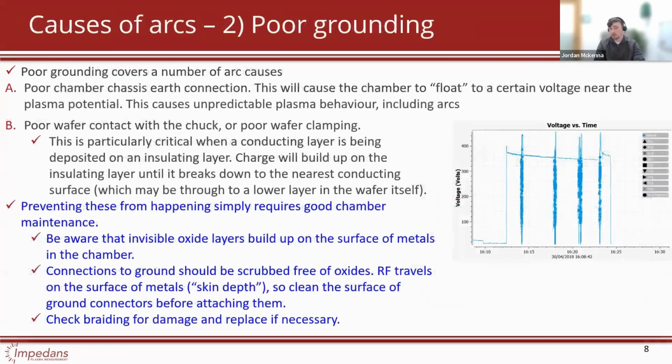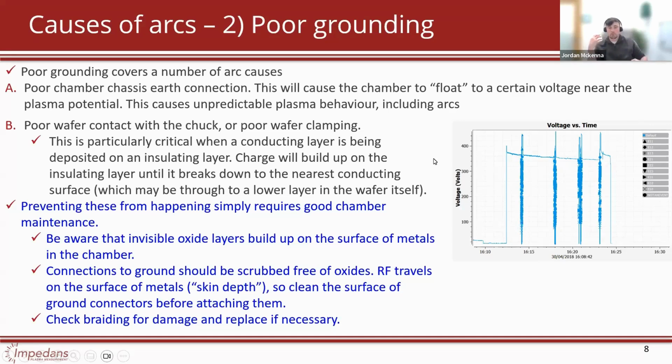A second common cause is poor grounding. A poor chamber chassis to earth connection will cause the chamber to float to a certain voltage near the plasma potential, and this can cause unpredictable plasma behavior, including arcs. If we look at our diagram here, we can see we have a little bit of stability and then lots and lots of arcs occurring. And then again, we repeat the cycle again and again and again.